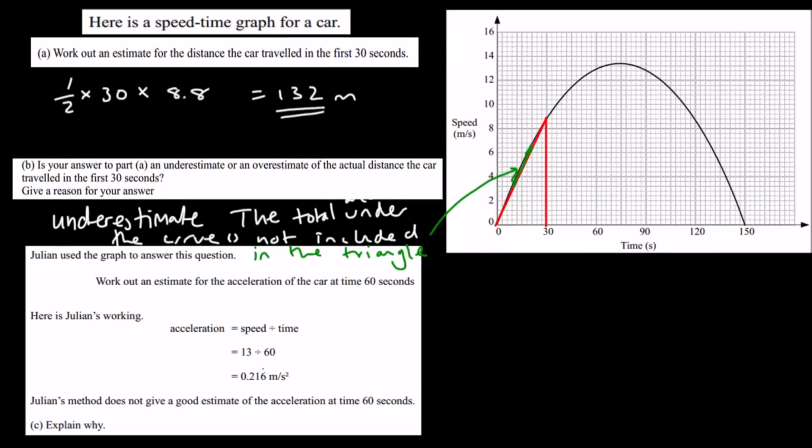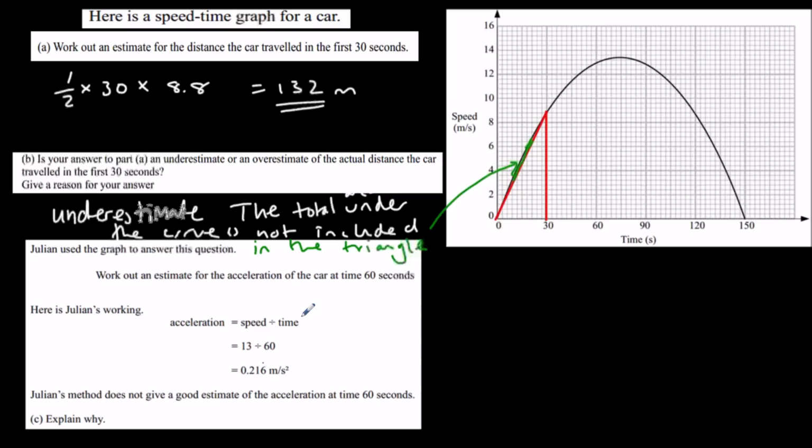Julian used the graph to answer this question. Work out an estimate for the acceleration of the car at time 60 seconds. So the acceleration at this point. The acceleration on a speed time graph is the gradient. So the acceleration at 60 seconds is the gradient at that point, so the gradient of the tangent at that point. His working out is acceleration is speed over time, and that's 13 divided by 60.